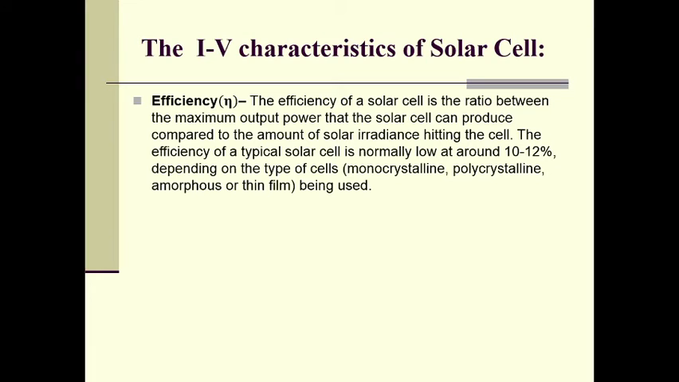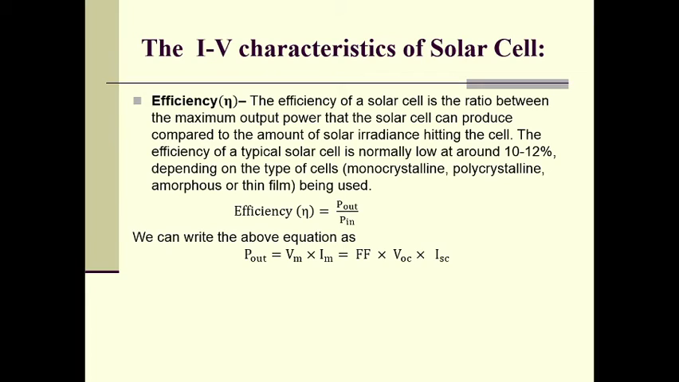Another factor in the solar cell is efficiency, right? The efficiency of a solar cell is the ratio between the maximum output power that the solar cell can produce compared to the amount of solar radiance hitting the cell. The efficiency of a typical solar cell is normally low, at around 10 to 12% depending on the type of cell, whether it is monocrystalline, polycrystalline, amorphous or thin film. So efficiency is shown by eta, which is equal to P out upon P in.